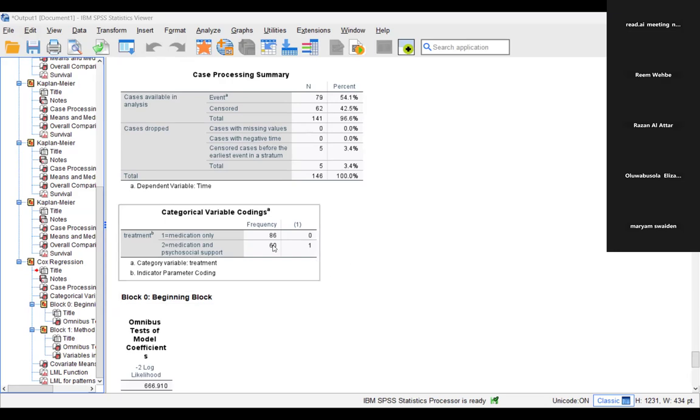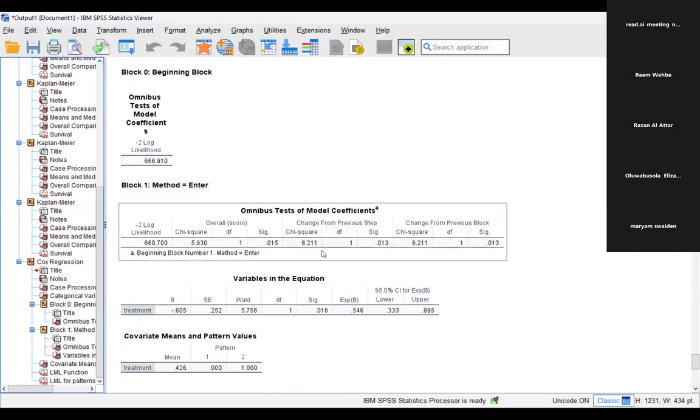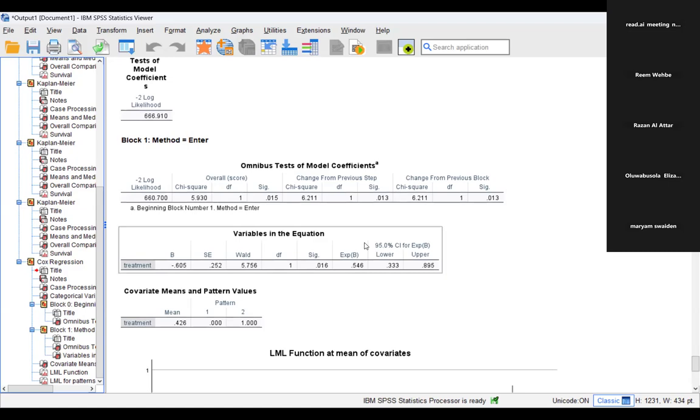As Janine noted, our exposure now is the medication and psychosocial support compared to 0, which means my medication only. So 1 and 0. Then I have the goodness of fit of the test. If the test is significant, it means that only that variable statistically significantly fits the model and explains the relapse. And then I have the variable in the equation. I have only one variable in the equation, that is treatment.